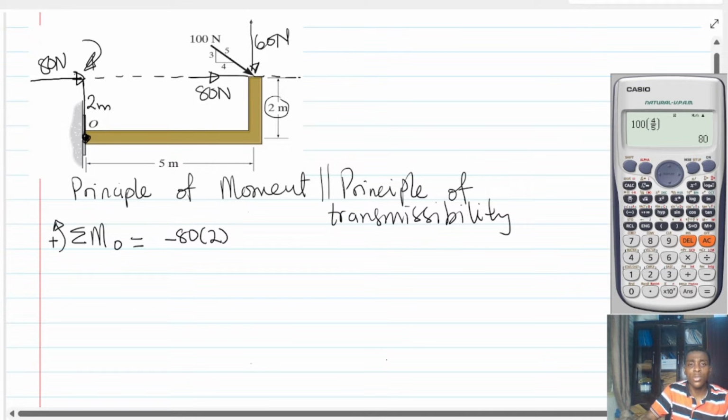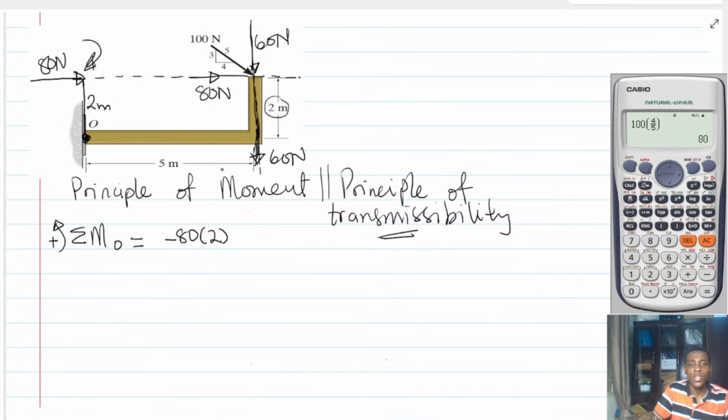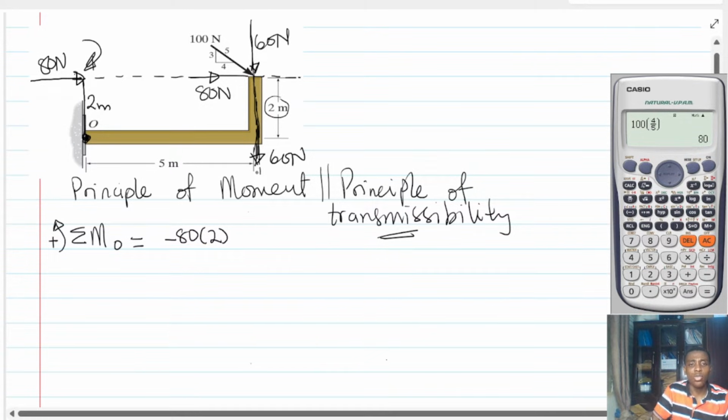Similarly, with the 60 Newton force, the line of action of the 60 Newton force can be thought of as this. So I can even bring the 60 Newton force here. And that is actually the principle of transmissibility. I can always trace the line of action of a force on a straight line. Therefore, the perpendicular distance from the origin to meet this is the distance here, which is 5. And this moment is also going to turn in the clockwise direction. And so I'm going to do minus 60 multiplied by 5.